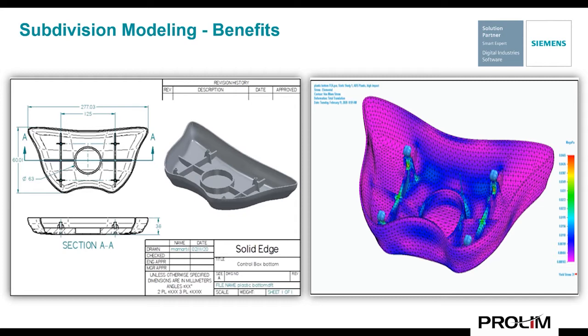Drawings and downstream applications of subdivision modeling are also possible. Subdivision bodies are created using spline surface patches, so they can be placed right into a drawing. And of course, there are some limitations to that. Resulting bodies are also available for downstream applications that support spline faces and bodies, such as this simulation you see here.